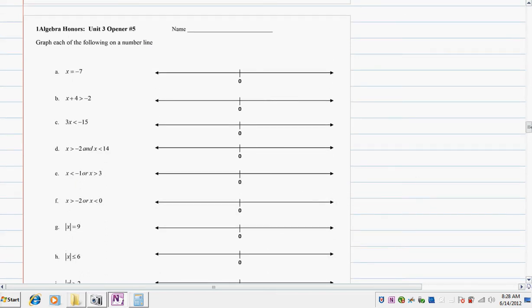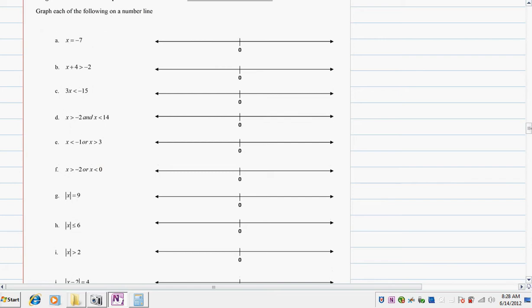Graph each of the following on a number line. X equals -7. Well, so I just go left 7. 1, 2, 3, 4, 5, 6, 7. So that's -7. So that's my position. I'd fill it in with a solid dot.